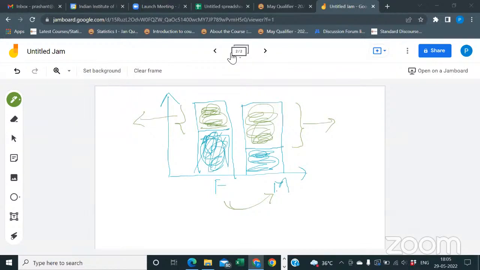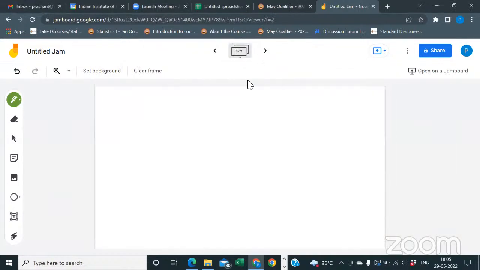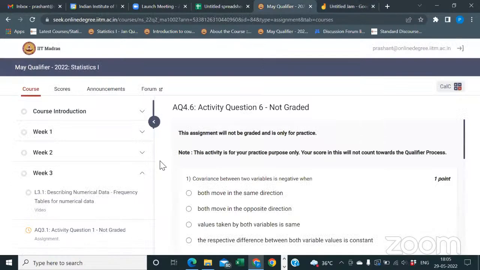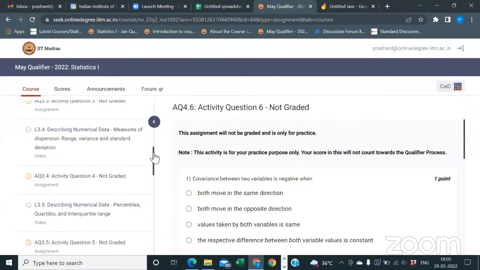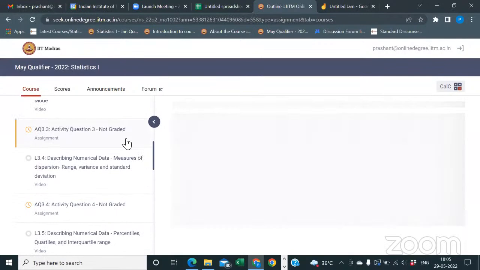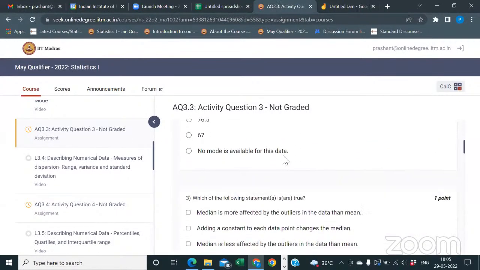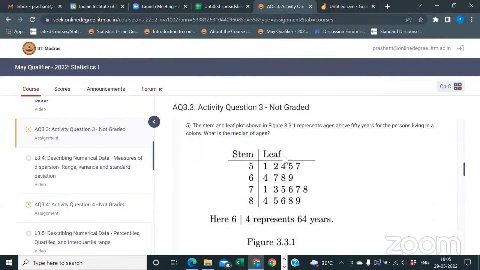Okay, so Yasita, do you have any doubt? No, sir. Okay, you raised your hand, that's why I asked. So next one, Pritesh Gupta. Yes, sir. What is your doubt? Activity 3.3, question number 5. Okay, what is your doubt?